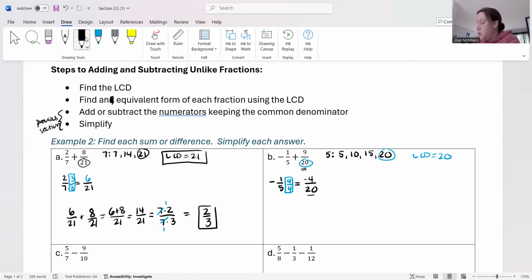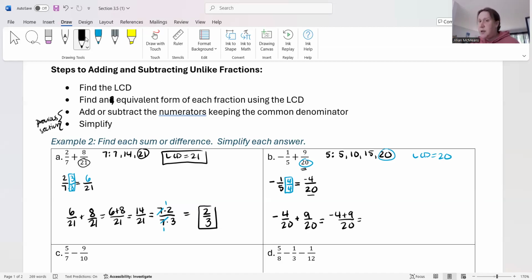So let's just rewrite this whole problem. My first fraction was -1/5, which we now know is -4/20. We want to add that to 9/20. So anytime I have signs, I just float everything to the numerator. So this is going to be -4 plus 9 over 20. Well, -4 plus 9, that's adding two integers that have different signs. We really subtract.